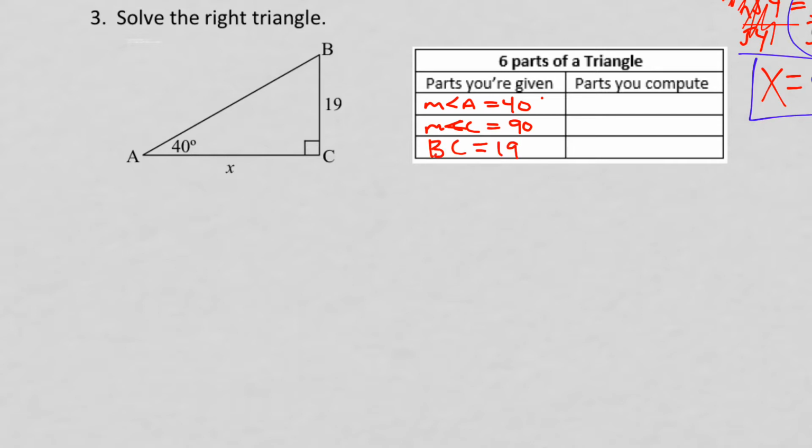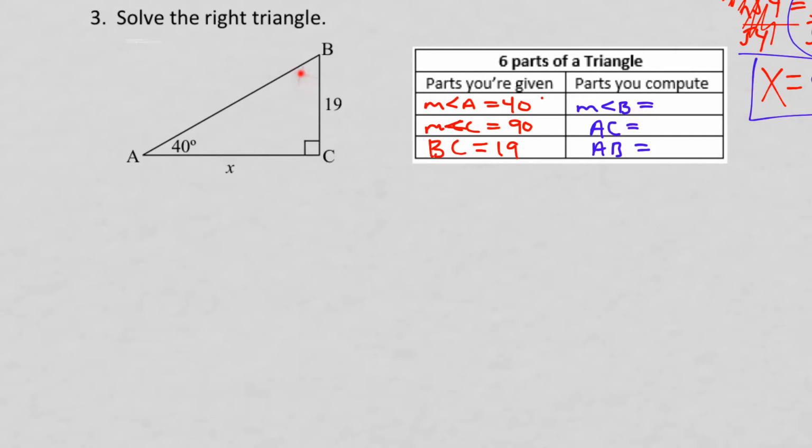What I don't know in this triangle to start is angle B, so I'm missing the measure of angle B. I also don't know side AC, and I also don't know the hypotenuse AB. I don't have that length. So my task is to find these 3 missing parts.